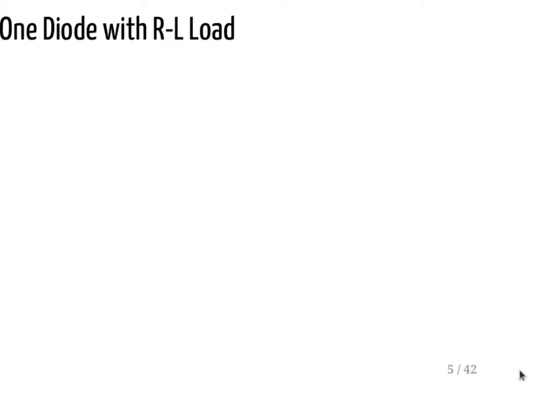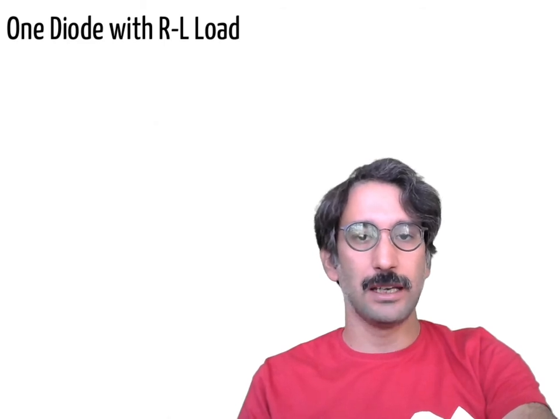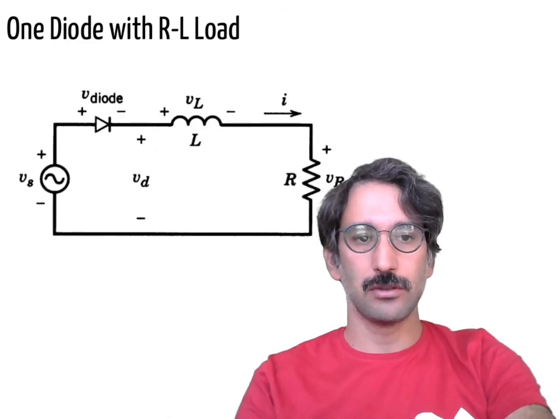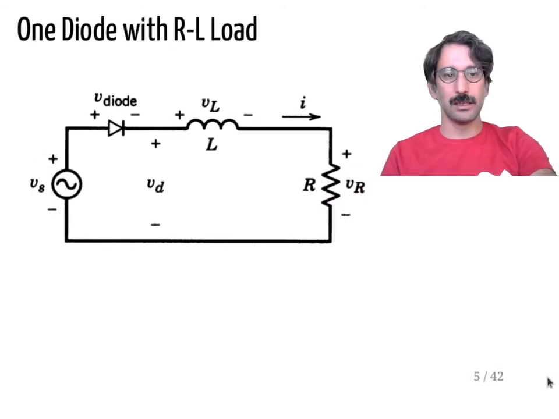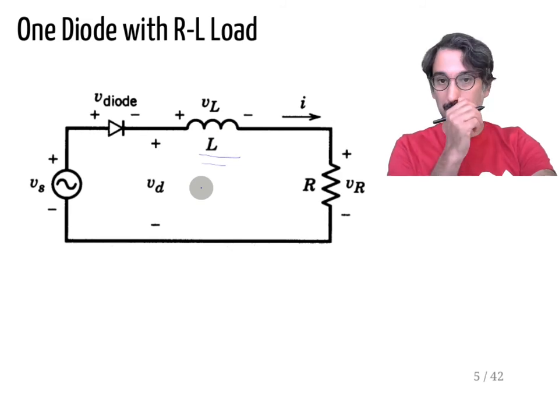Cool. So now I would like to talk about what happens if we are not connecting a purely resistive load, but if we have an RL load. So in the RL load it will be something like that. We have the same voltage source, the same diode, but instead of a resistive load, we included some inductive load in series with the resistive system.